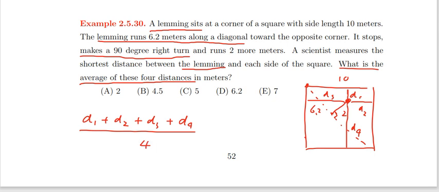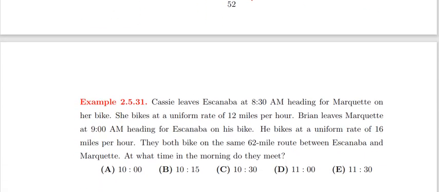So it seems we need to find D1, D2, D3, D4. But from the graph, we can see like D1 plus D4 is just 10. D2 plus D3 just 10, right? So this just equal 20. So this problem actually is quite simple once you understand, right?